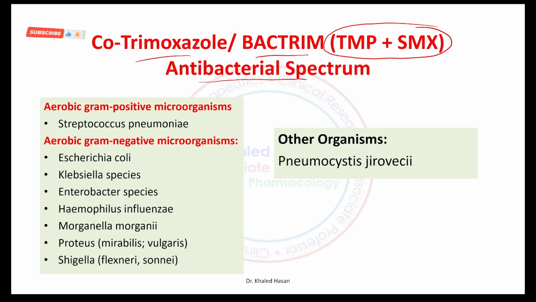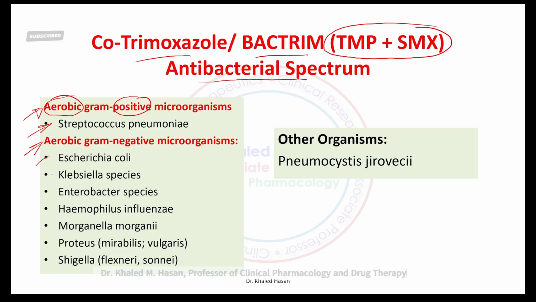Regarding the antibacterial spectrum, this medication covers gram-positive microorganisms, especially Streptococcus pneumoniae, followed by aerobic gram-negative microorganisms. So the bacteria covered should be, number one, aerobic bacteria. We have few gram-positives such as Streptococcus pneumoniae, but more gram-negative microorganisms such as E. coli, Klebsiella, Enterobacter, Haemophilus influenzae, Proteus, and Shigella, which causes shigellosis.